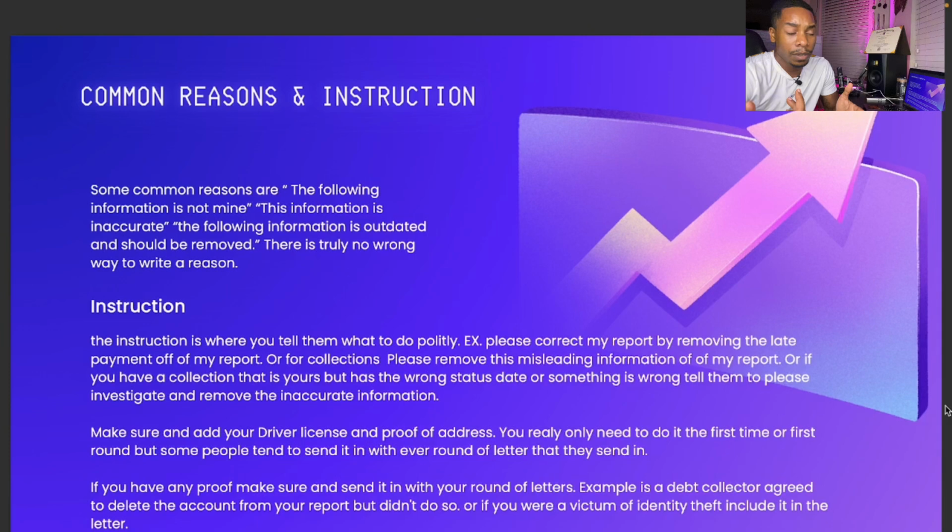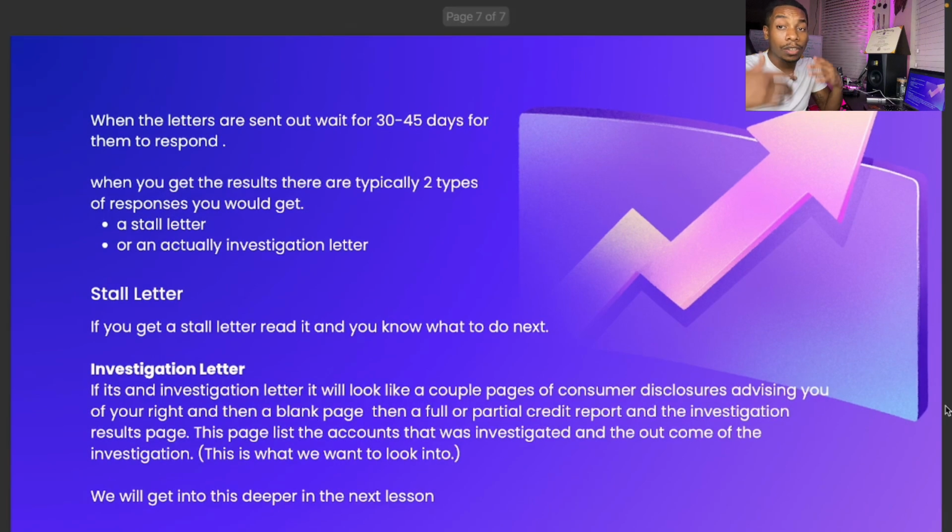For example, if a debt collector agreed to delete an account, oftentimes this would be in a pay for delete agreement between you and a debt collector, add that in there. Or even if you were a victim of identity theft, include that letter in the dispute round too, right? So when the letters are sent out, you want to wait 30 days. They have 30 days to respond. You want to at least give them up to 45 days, because by the time they send it, the range is really 30 to 45 days.